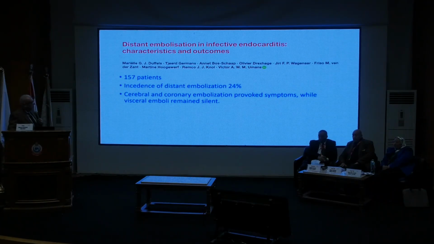This is a study made to see the value of FDG PET-CT in evaluation of disseminated disease. Whole body PET detected distant embolization in almost 1/4 of the patients. And they say that the cerebral and the coronary emboli are usually symptomatic, while the other organ emboli are usually silent.